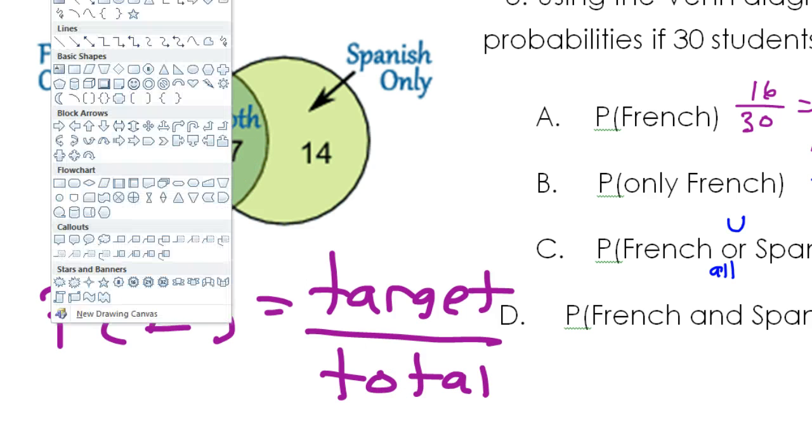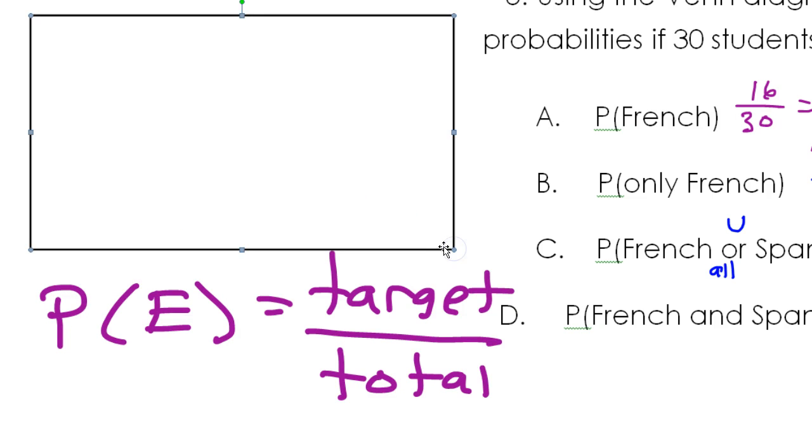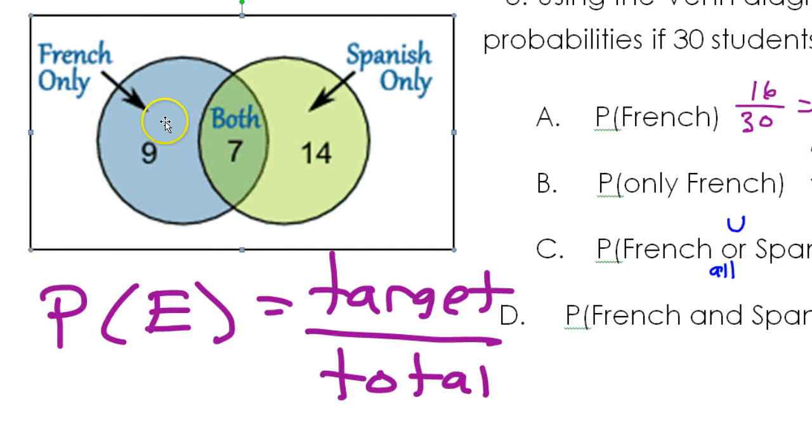By the way, I really should draw a rectangle around this. You should always put a rectangle around your Venn diagram to show that this is the universe.